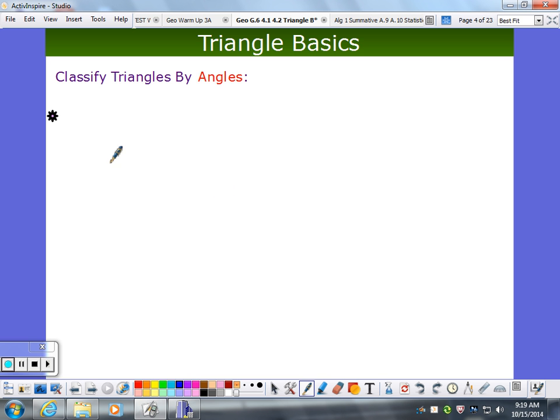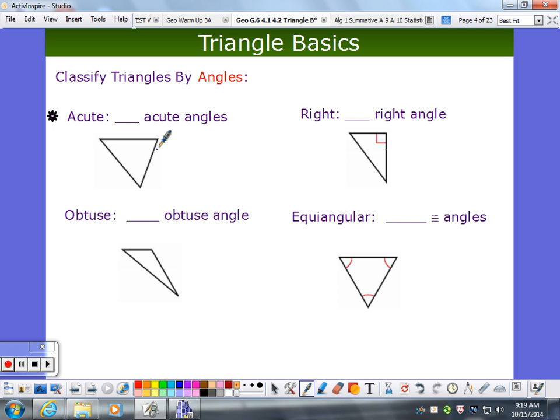Classifying triangles by angles now, we use different words. Yes, sir. Is it even possible to have 1 congruent side in any shape? You think about it, you let me know.